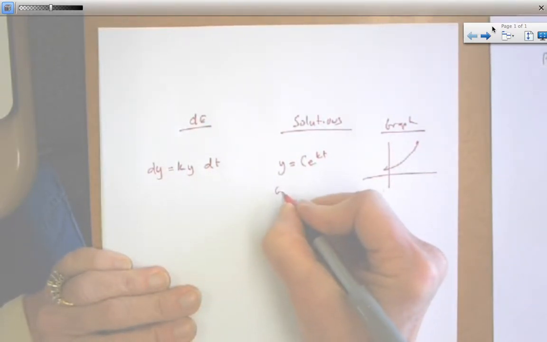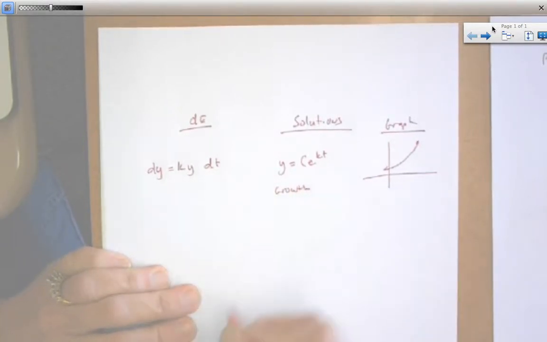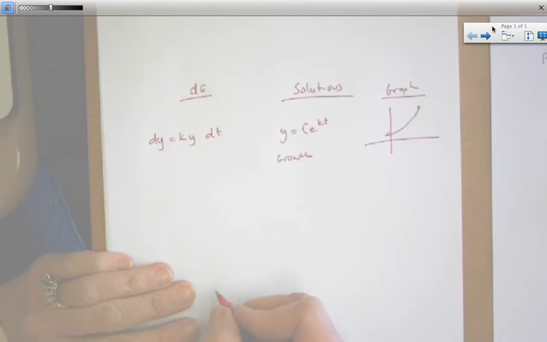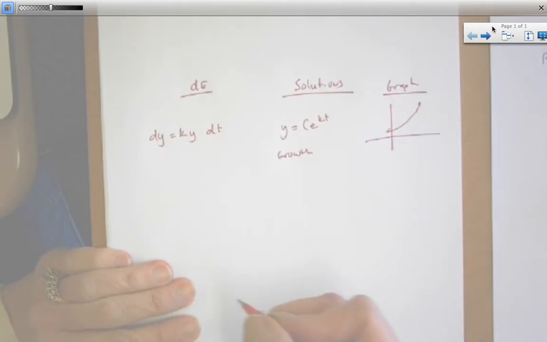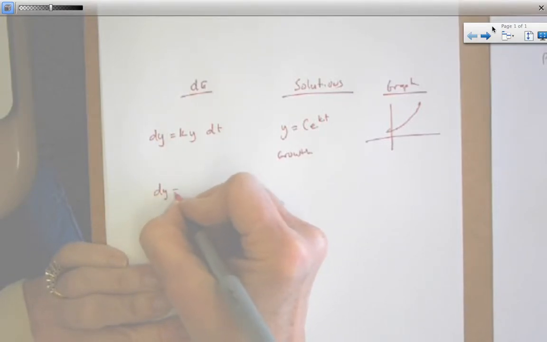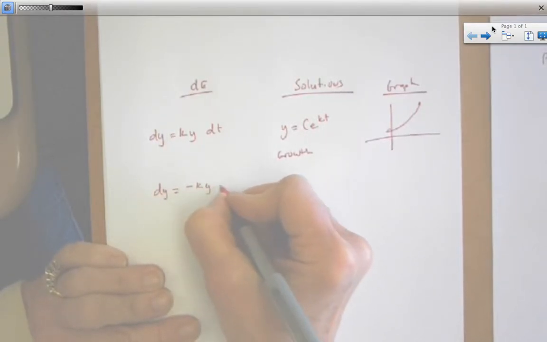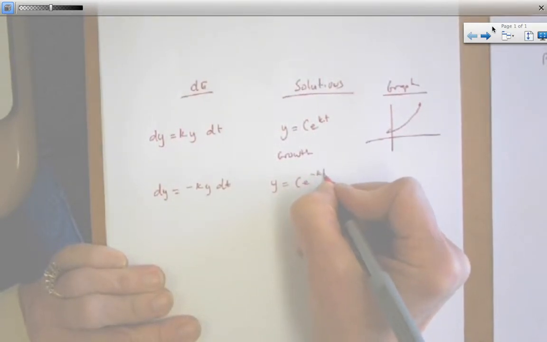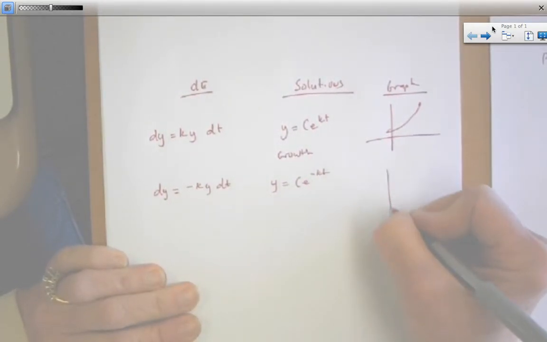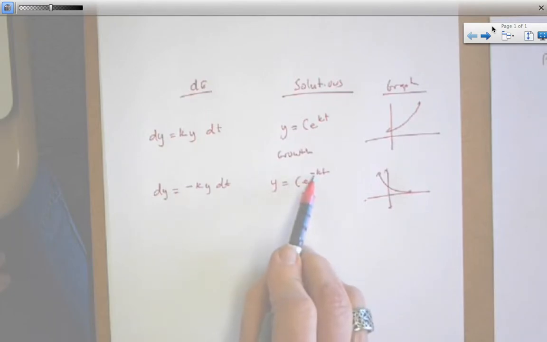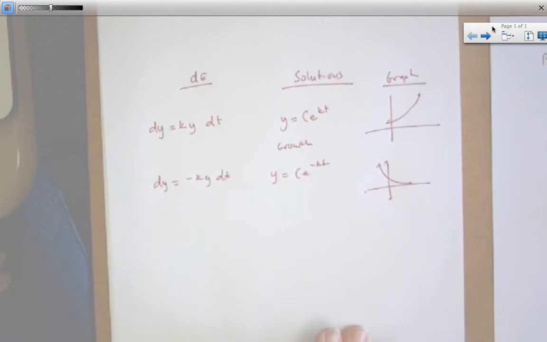That is growth. And we had a couple of decay models also that we looked at. Those would be in the form, just off the top of my head, dy over dt equals negative ky, which gives me y equals c e to the negative kt. We'll verify that when we talk about our notes. It'll look like this, but we know it has to be a negative exponent there for it to be decay.